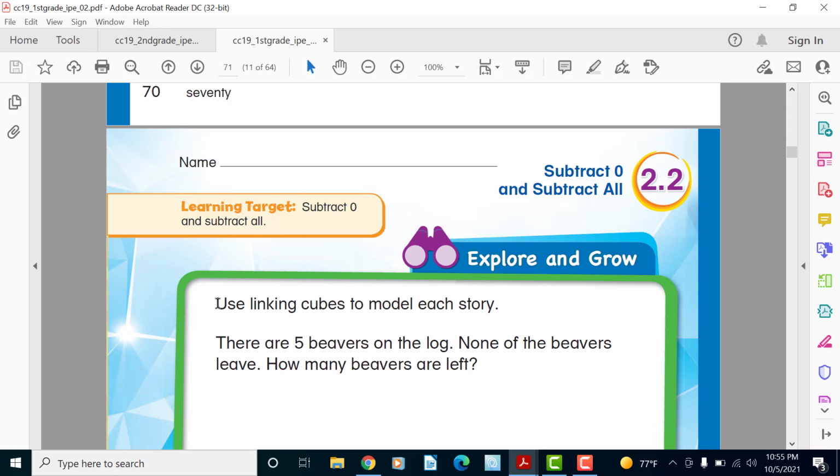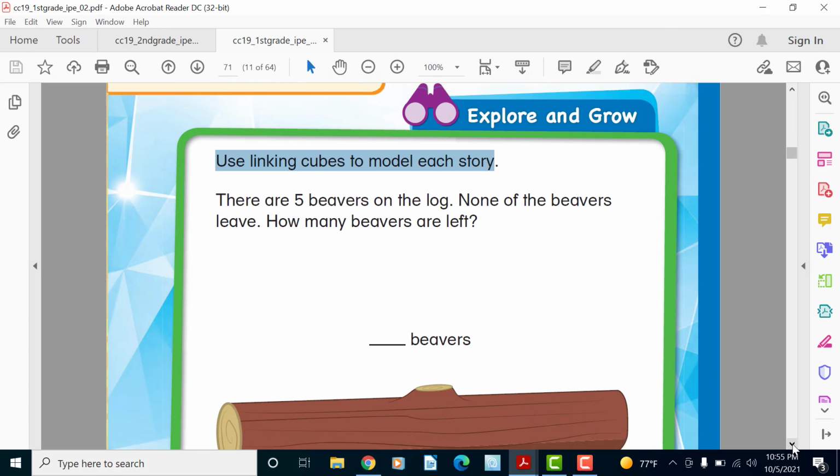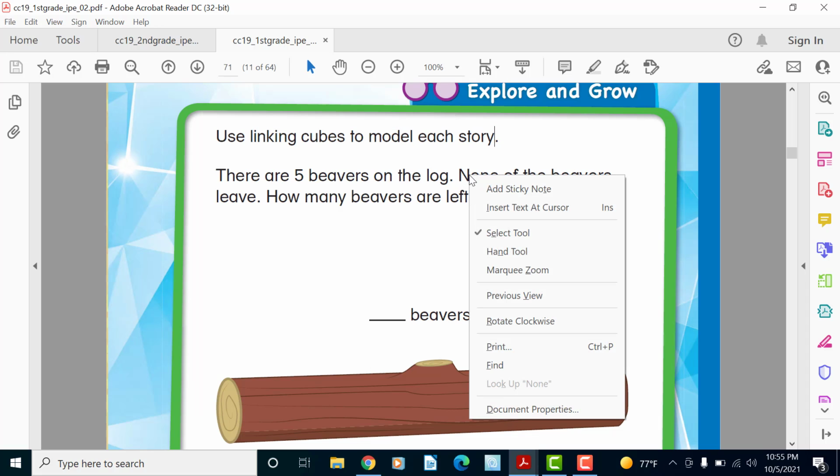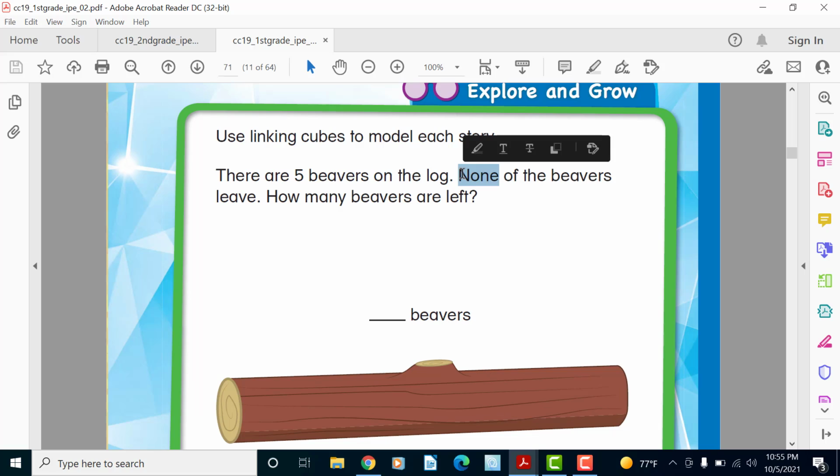So this says use linking cubes to model the story. Go ahead and draw circles to model the story. There are 5 beavers on the log. Go ahead and just put a circle. 1, 2, 3, 4, 5 beavers. Hang on. None of the beavers leave. How many beavers are left?